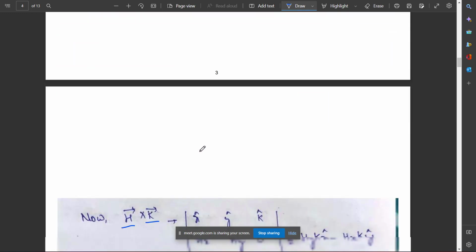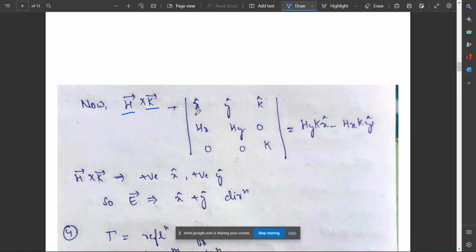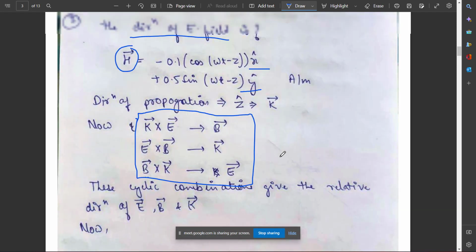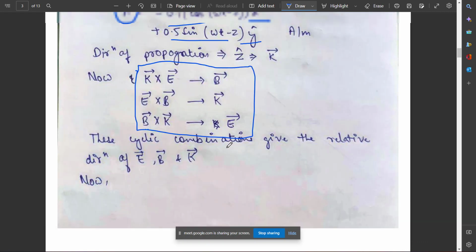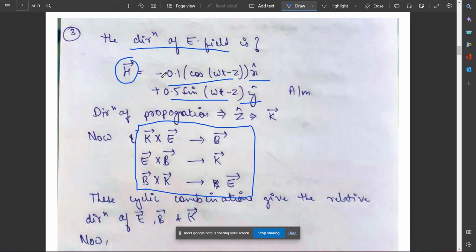Okay. So here, put these values in the cross product. Simple hx, hy, and k. We know hx, hy we know. And the h vector is propagating in, see here, z. So the propagation vector is in z cap. Are you understanding this? That is our direction of propagation for this magnetic field direction, isn't it?